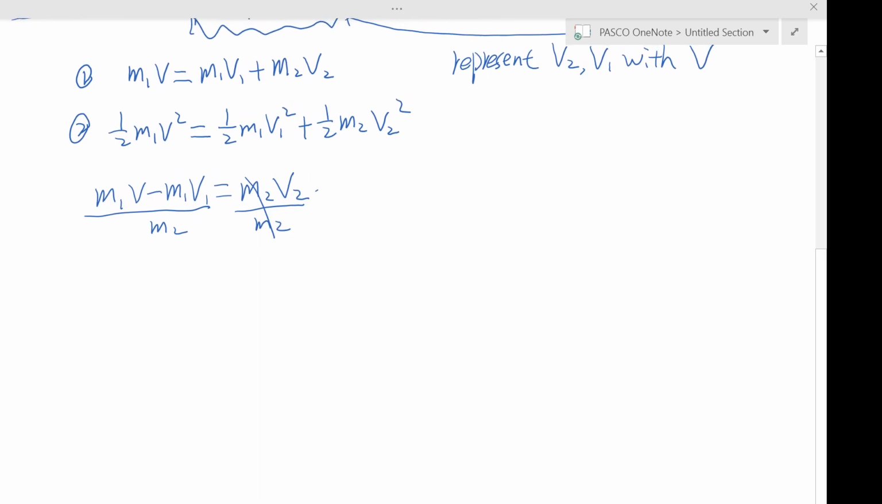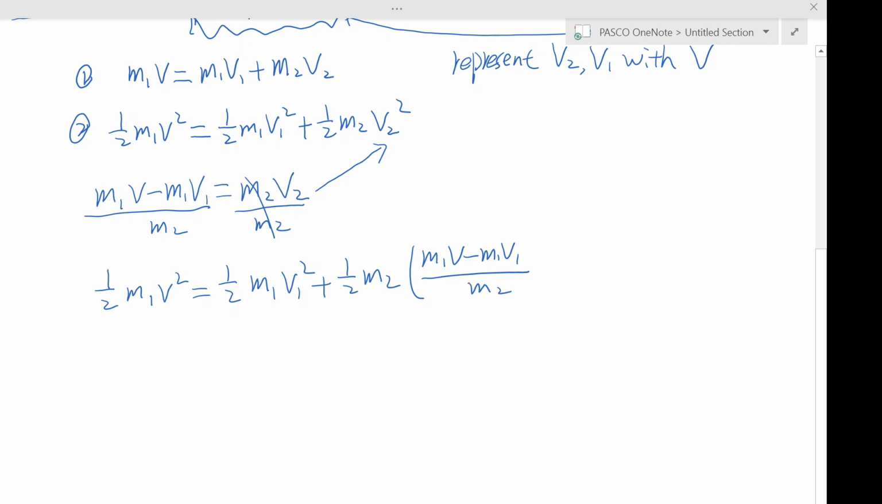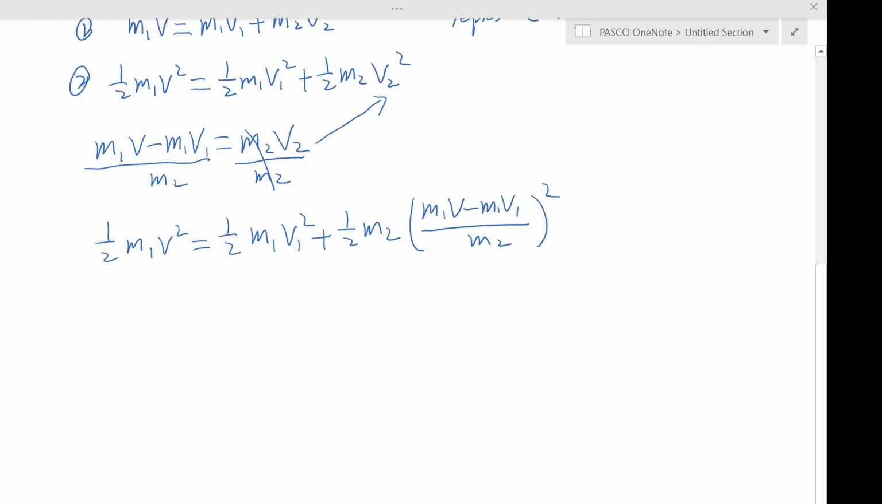And then I will plug v2 in here. So I will have a half m1 v squared equals a half m1 v1 squared plus a half m2 v2 squared, where v2 is m1v minus m1v1 over m2, all squared. As you can see, this is basically a quadratic equation with the variable being v1, and I can surely solve it like I solve any quadratic equation.